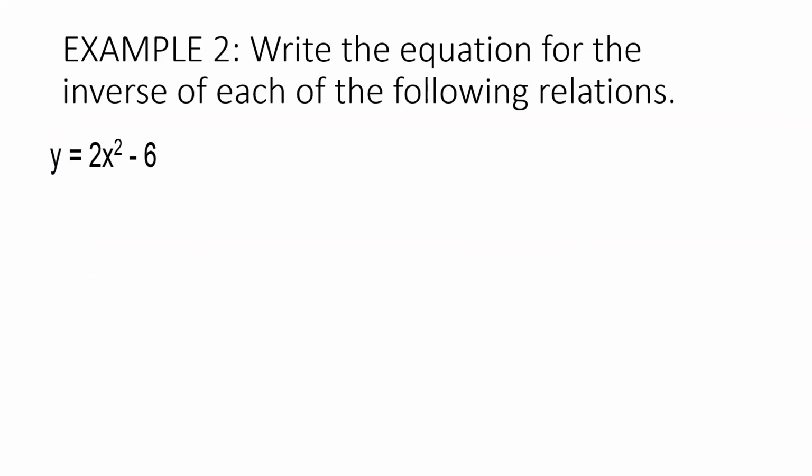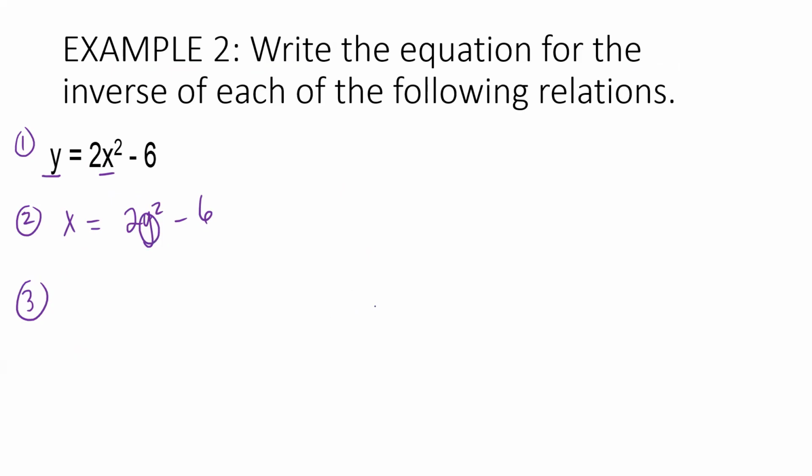Up next, we have our quadratic model example here. We have y equals 2x squared minus 6. Again, you want to make sure that you have y instead of f of x. After that, step 2 is we want to switch our y and our x. So we get x equals 2y squared minus 6. The third step here is to get y by itself.